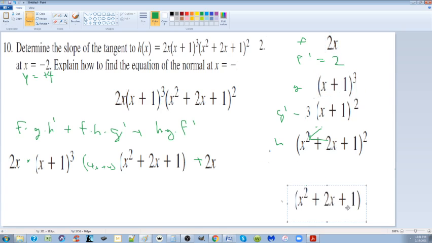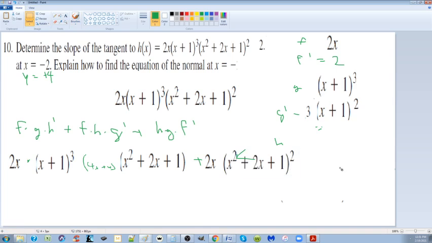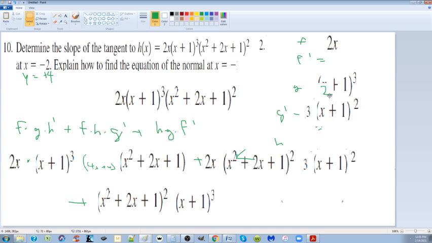Woo! Running out of room. So I've got my f. You can see how confusing I can get. Plus my f times my g. No, times my h, rather. Times my g prime. Yeah, I should have hung on to my h again. And finally I got my h, which I'll grab from here. Times my g, which I'll grab from here. Times my f prime, which is easy. It's just 2. Yikes. Whew.